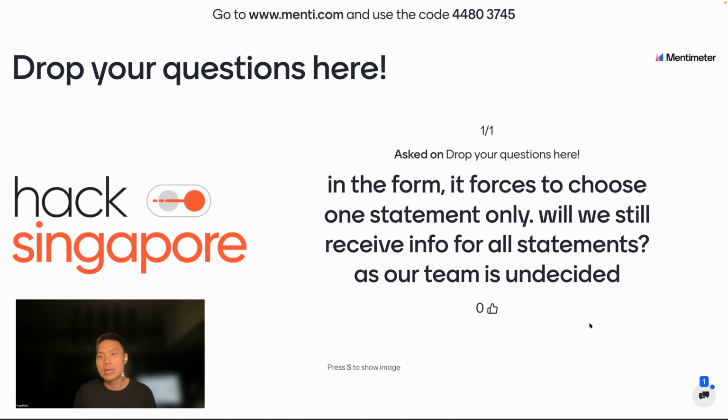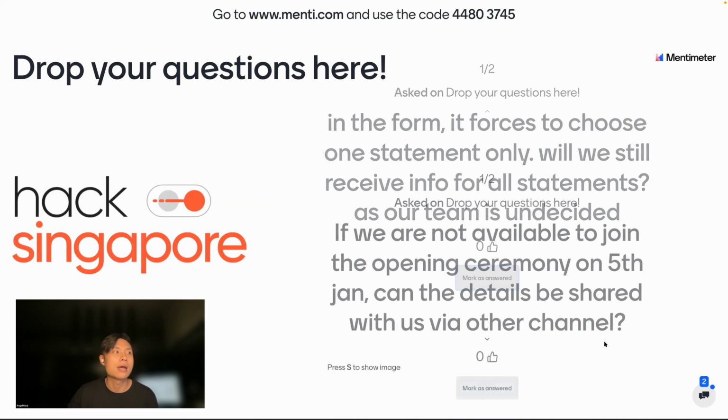And last question before I wrap up the session. The form currently allows you to only choose one statement. Even if your team is not decided, all this information will be available on the participant guide as well. Similarly, if you happen to change your track or challenge statement, you can do so at any point of time along the way. So don't feel like you are going to be stuck with the one that you chose during the registration itself.